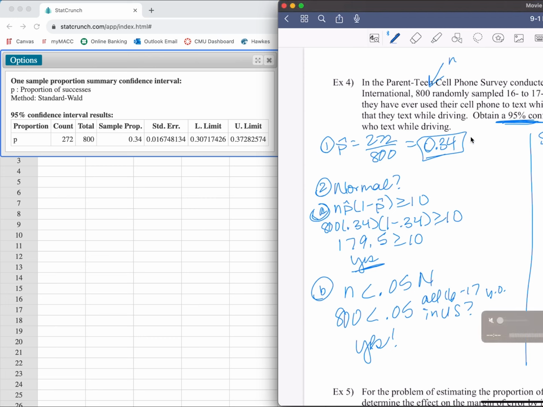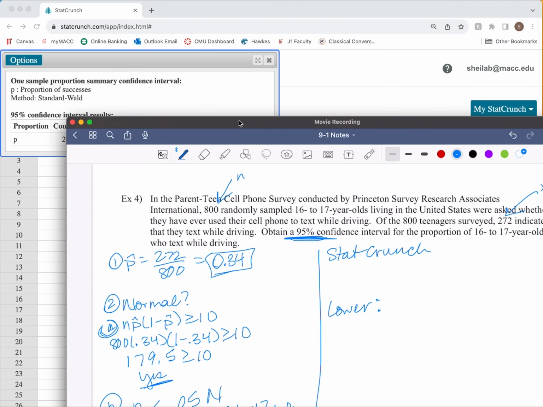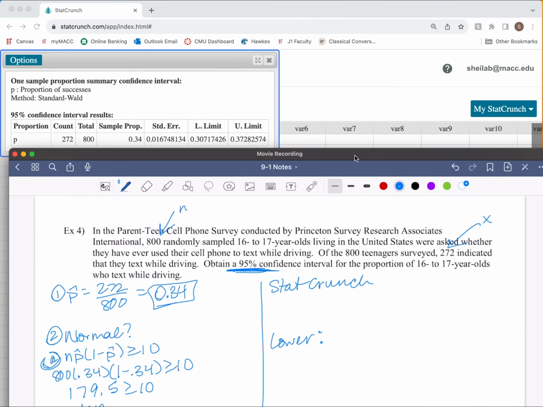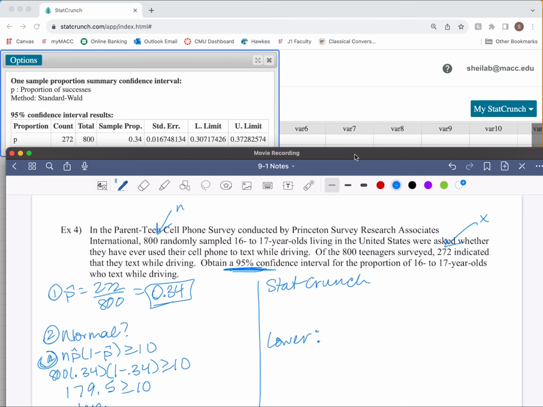So I don't know, 3 decimal places. Let's go with that. So our lower limit is, and I'm writing this over here. Maybe I'll put it down below, see if I can. Nope, I can't. I'm going to put it down below here, see if you can see it on my screen. The lower limit is 0.307. And the upper limit is 0.373.